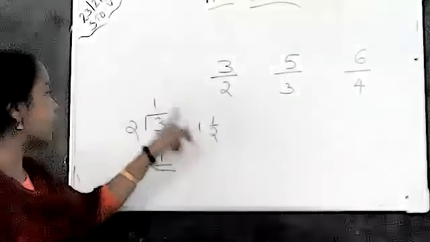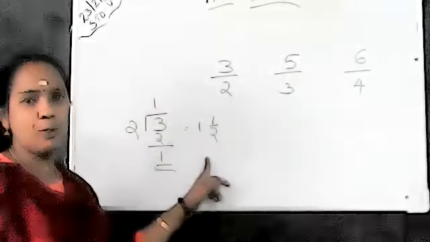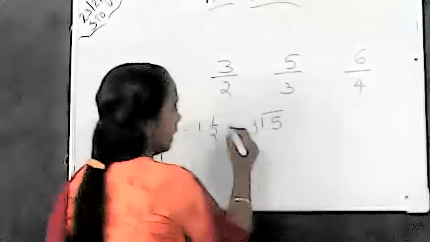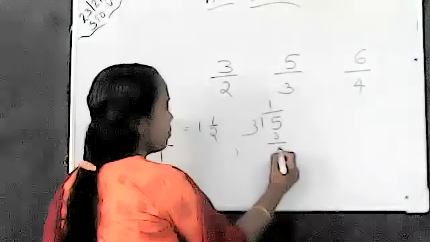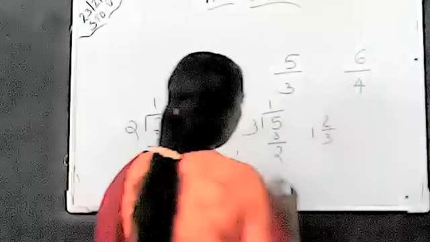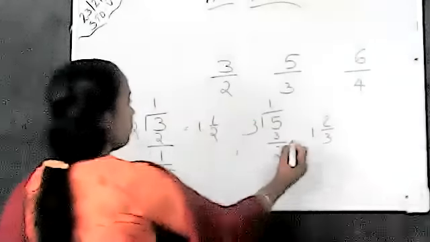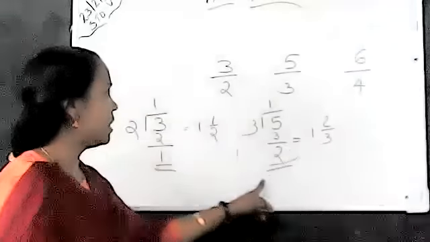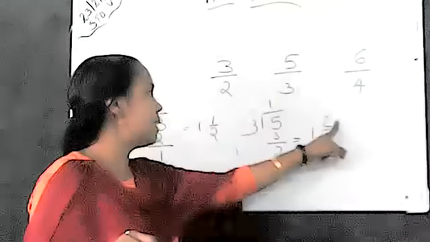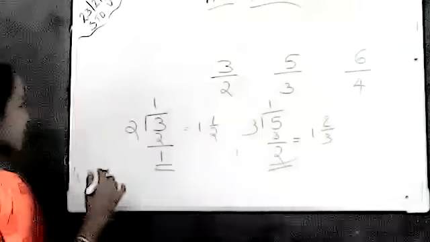After division, the quotient changes into the whole number part and the remainder changes into the numerator with the same denominator. Next one, 5 by 3. 5 divided by 3. How many times? 1 time 3, balance 2. So we get 1 and 2 by 3. What is the rule? After division, the quotient changes into the whole number part and the remainder changes into the numerator. The denominator has no change.